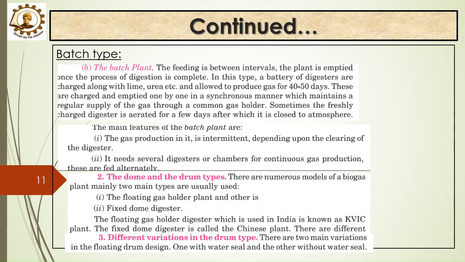Now, coming to the dome and the drum type, there are numerous models of biogas plants, which are divided into the floating gas holder plant and the fixed dome digester. The floating gas holder digester, commonly used in India, is known as the KVIC plant, and the fixed dome digester is known as the Chinese plant. We have different variations in the drum type, depending upon whether the water seal is present or not.